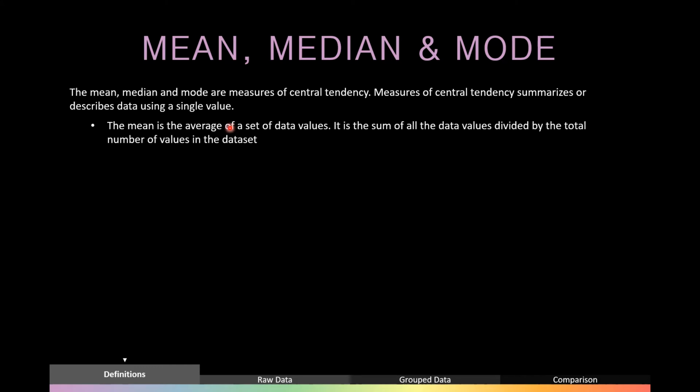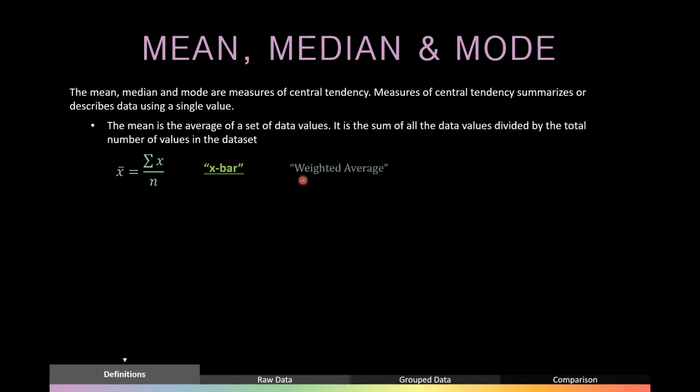Now, the mean is the average of a set of data values. So the way we calculate it is we sum up all of our data values from our data set, and we divide it by the number of data values in that data set. Putting this in a formula, we have x bar. x bar is what we use to denote the mean, and x bar is equal to the summation of x, where x is the actual data values in our data set, divided by n, and n represents the total number of values in our data set.